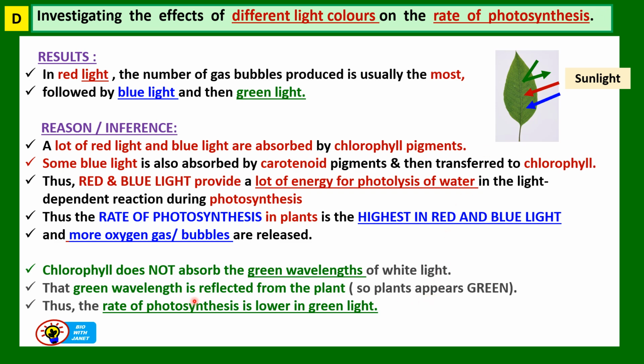Therefore, the energy from the green wavelength is not used. Thus the rate of photosynthesis is lower in green light, and higher in blue and red light. The number of gas bubbles released is more for red light, followed by blue light, and lastly green light, with very few bubbles released.